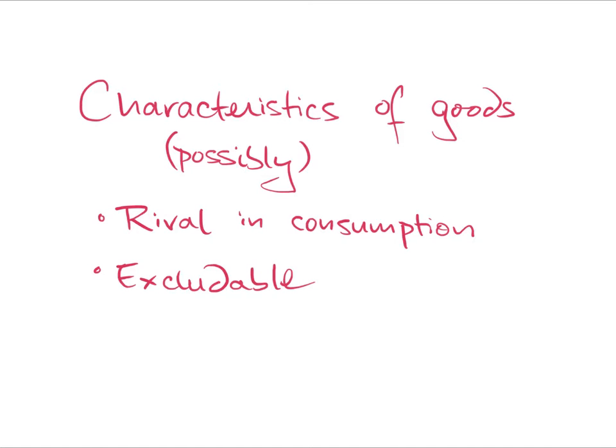Goods can be rival in consumption, which means that if one person consumes the good, no one else can. So, for example, if I have an apple and I eat my apple, no one else can eat that apple. It's unavailable to everyone else. That is rival in consumption. Other goods are not rival in consumption. So, for example, watching a movie on Netflix, if I watch a movie, it is still available for everyone else to watch. So, watching a movie on Netflix is not rival in consumption.